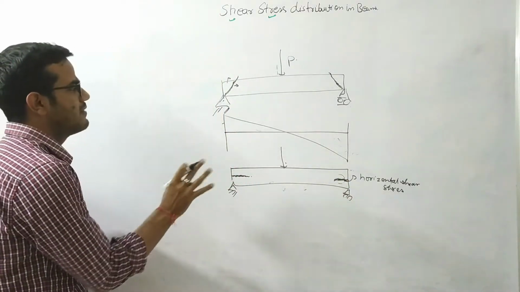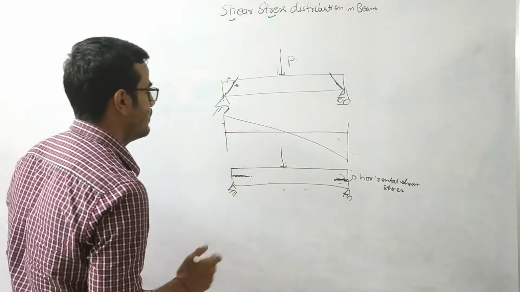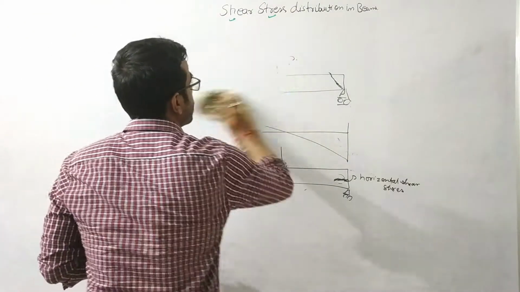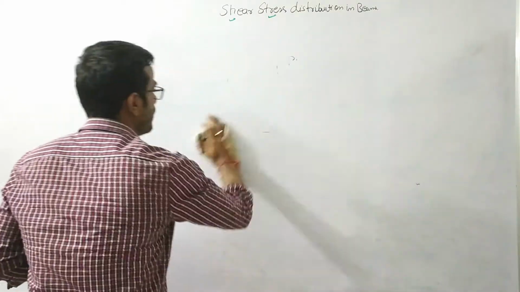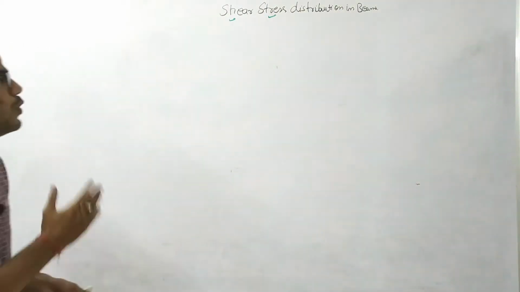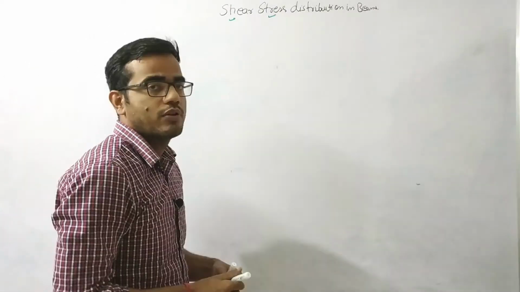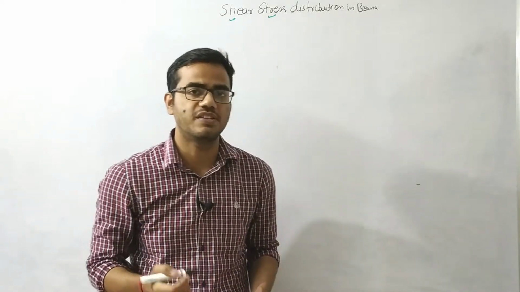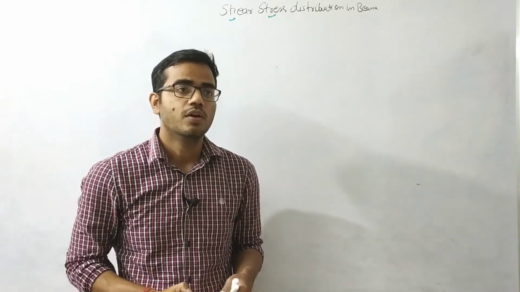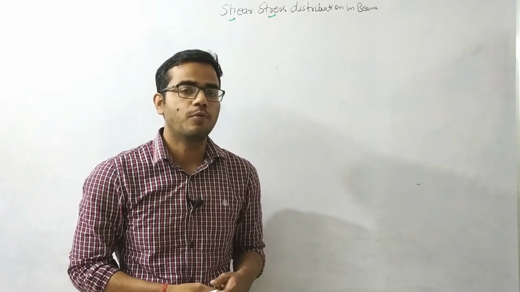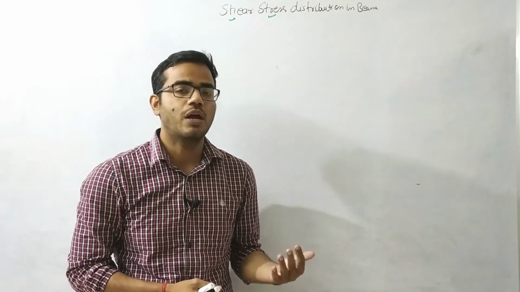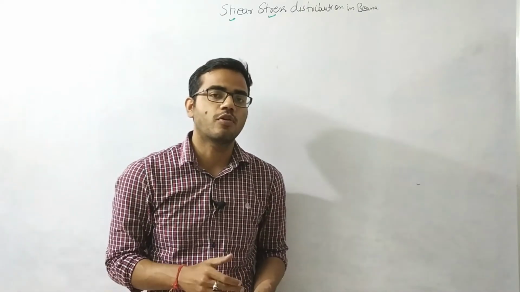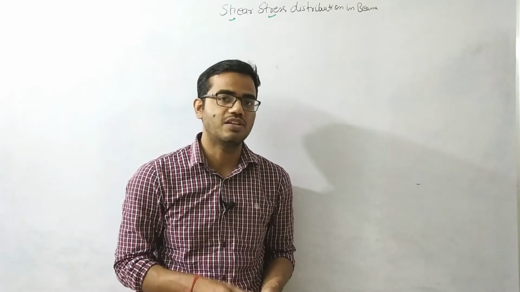So this is the basic simple example I have given of how shear failure will occur in the beam. Now, when the load is applied on the beam, we'll have horizontal shear stresses and transverse shear stresses. We need to calculate both.